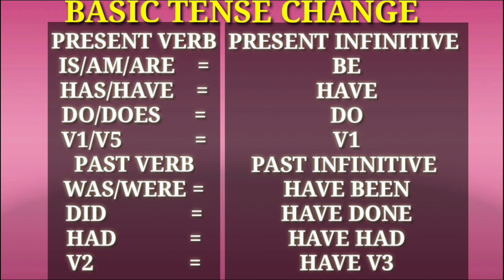Now past verb into past infinitive. In case of was, were, you have to write have been. In case of did, you have to write have done. In case of had, you have to write have had. In case of V2, you have to write have plus V3.